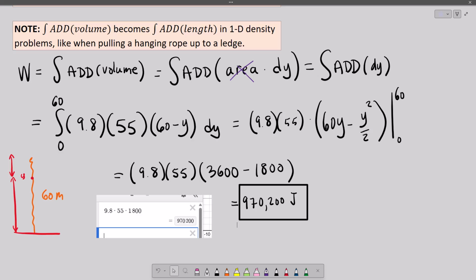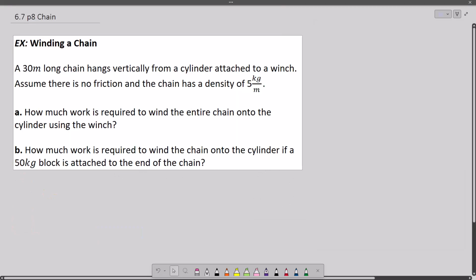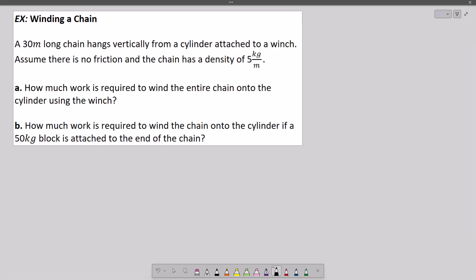It may not feel like as much work if you pull it up slow because it's spaced out over time. All right, let's try another one of these one-dimensional things. So let's go to the chain, which of course is the same as the rope. Okay, so we've got a 30-meter chain hanging vertically from a cylinder that's attached to a winch. There's the cylinder. Here's the rope or chain coming down. 30 meters. Assume there's no friction in the chain, has density 5 kg per meter. How much work is required to wind the entire chain onto the cylinder using the winch?